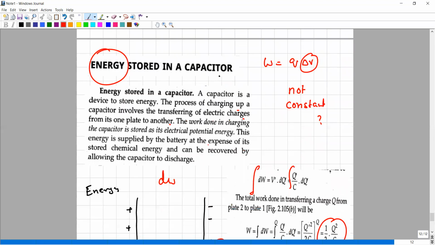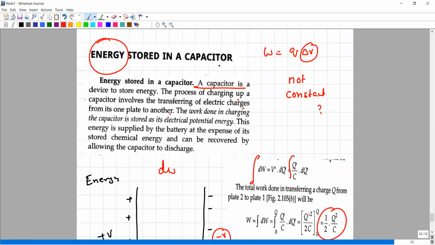Now let's read this up. A capacitor is a device to store energy. The process of charging up the capacitor involves transferring of electric charge from one plate to another. The work done in charging the capacitor is stored as the electric potential energy. This energy is supplied by the battery.